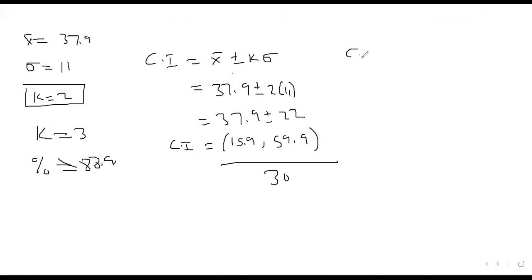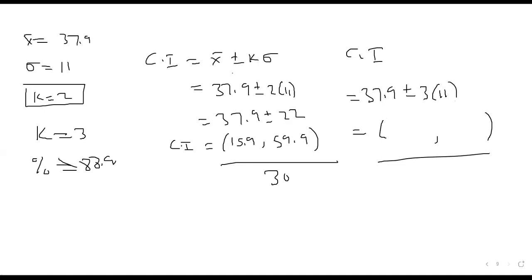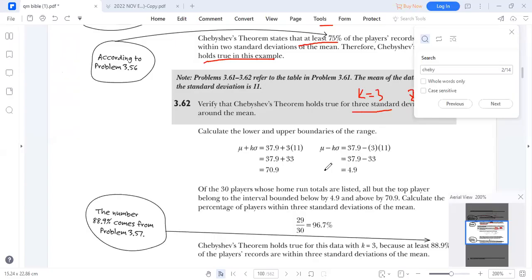So here we calculate the confidence interval. It will be 7.9 plus or minus 3 times 11. So let's calculate. What do we get for the upper bound? What do we get at our lower bound? In the interest of time, the lower bound will be 4.9, yeah, and the upper bound will be 70.9.